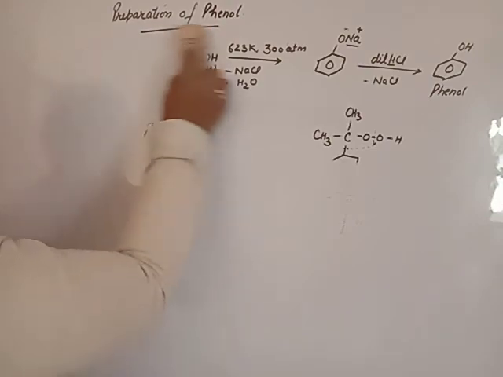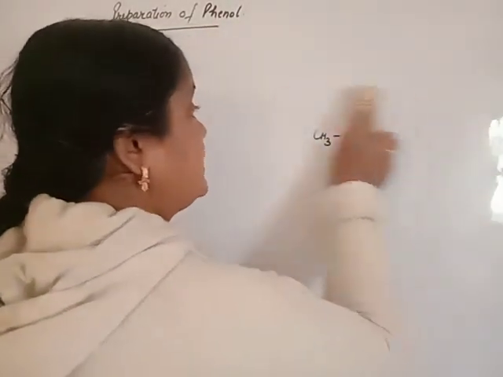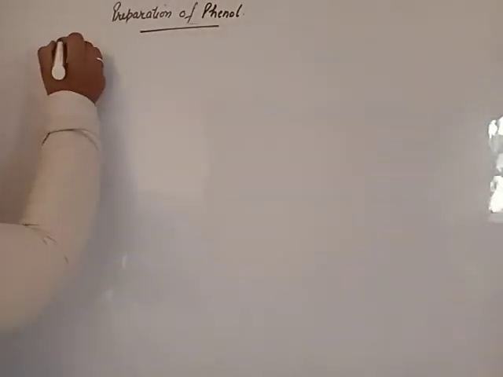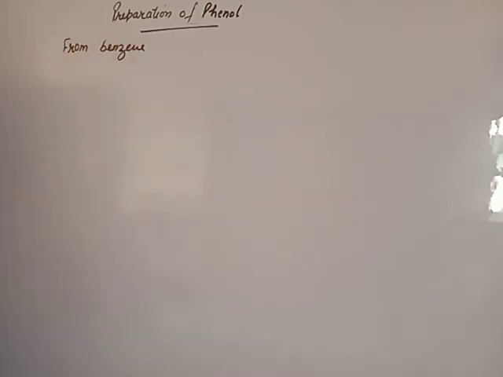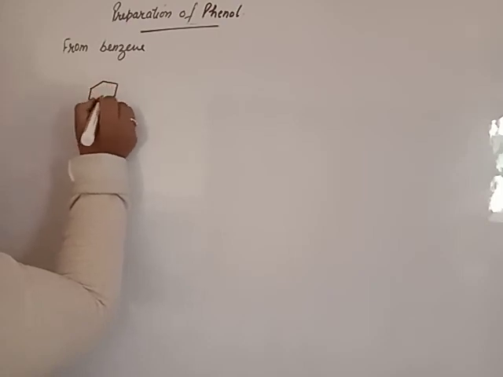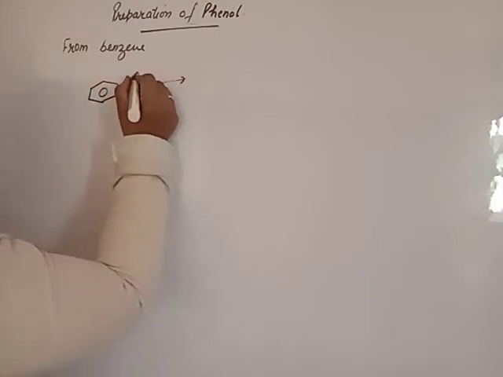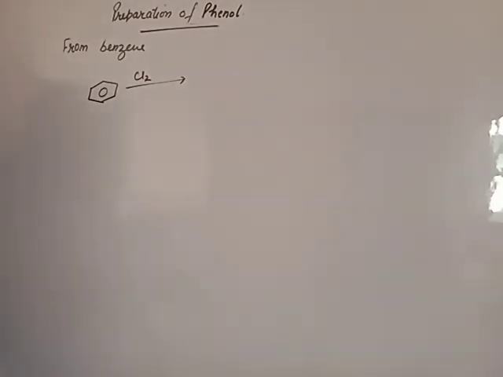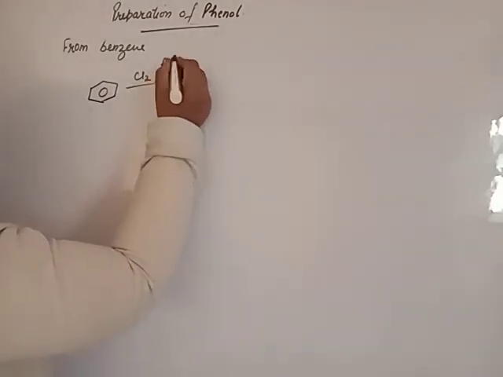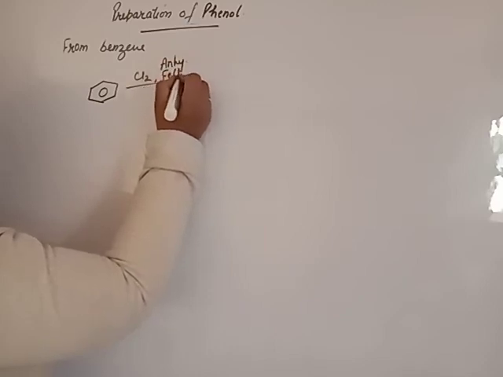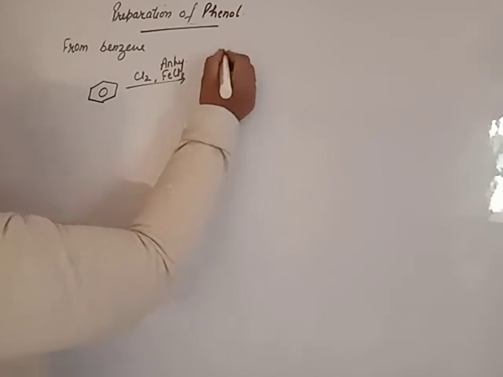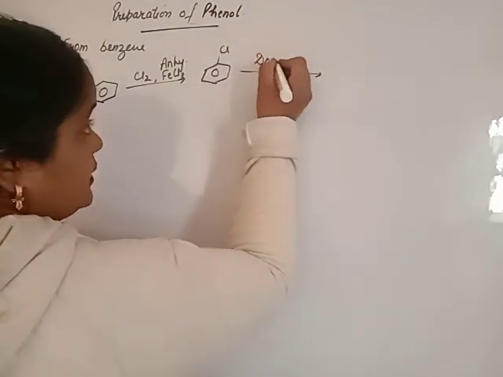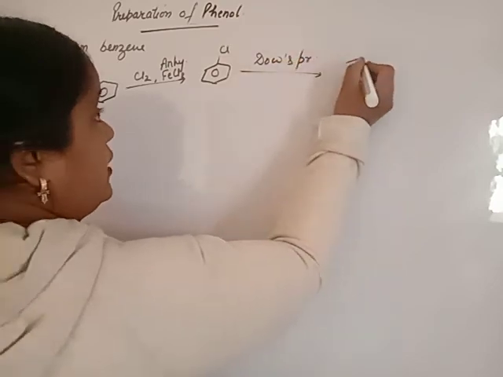Now, some other methods. Phenol can be prepared from benzene. If we start from benzene, benzene is chlorinated. Upon chlorination, with chlorine in the presence of anhydrous FeCl3, AlCl3 or any catalyst, we will get chlorobenzene. Chlorobenzene follows Dow's process to give phenol.